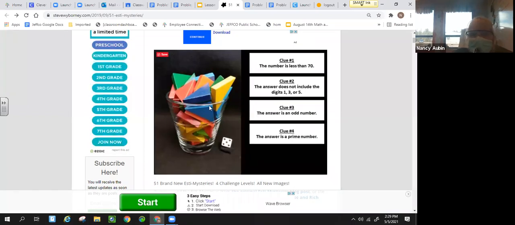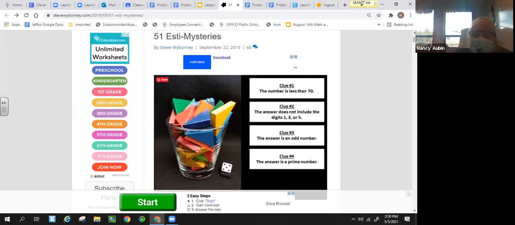The triangle shape in the cup, do you see it? How many do you think are in that cup? You're just making a guess. Then I'm going to give you the clues. You're not supposed to be able to see all those clues, but... Write your guess. Okay, here's your first clue.